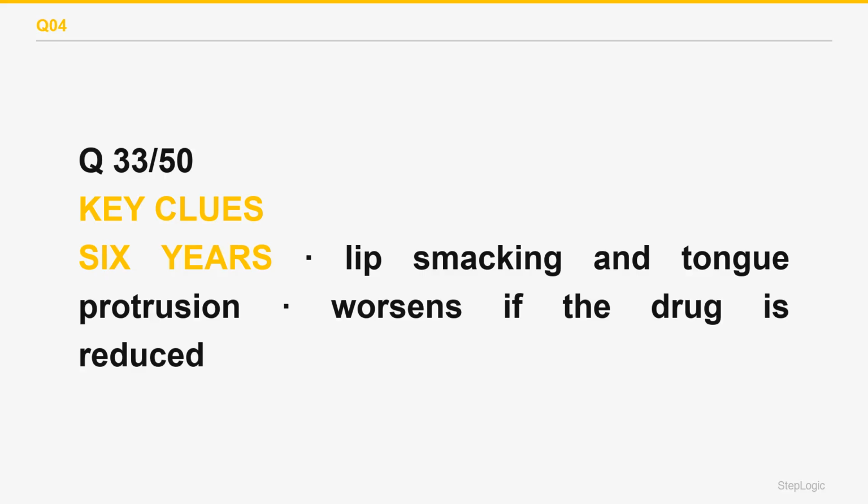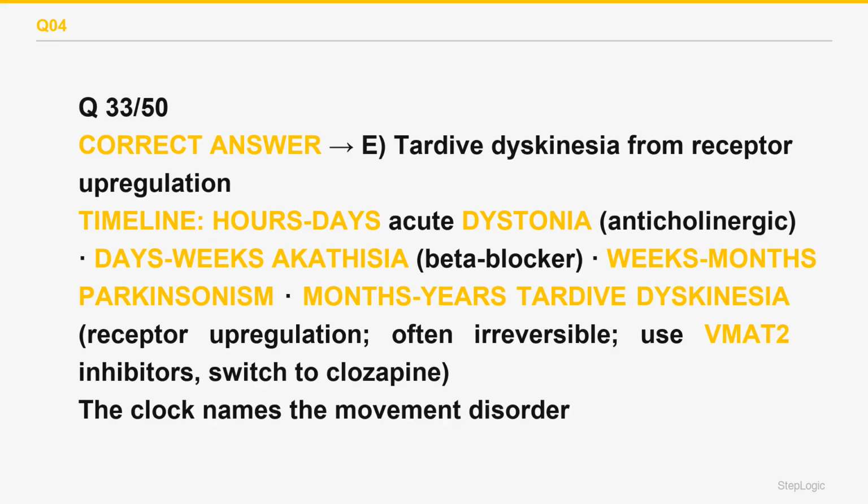postsynaptic dopamine receptor upregulation and supersensitivity after prolonged blockade, which is why raising the dose temporarily masks it while worsening the underlying process. The correct answer is E. The paradox that raising the dose suppresses the movements is diagnostically useful and therapeutically misleading, which is what makes it worth including. More blockade temporarily masks the supersensitive receptors while driving further upregulation.